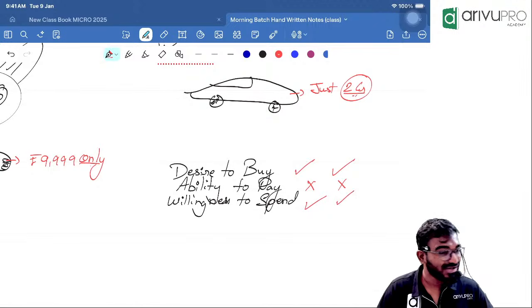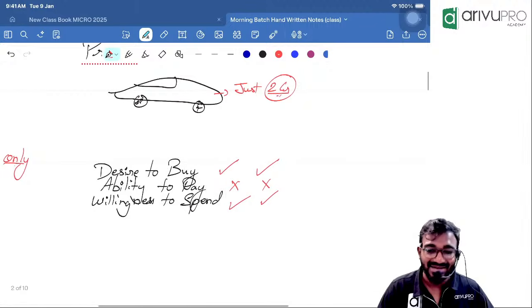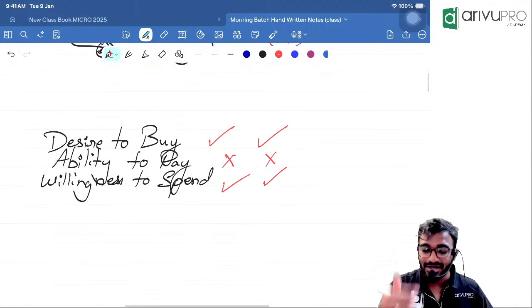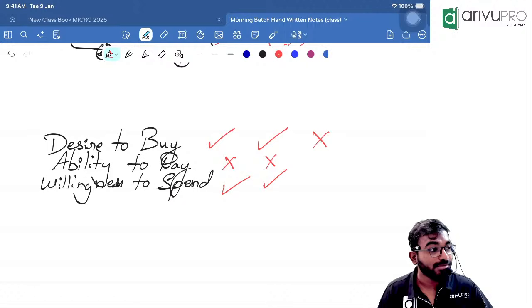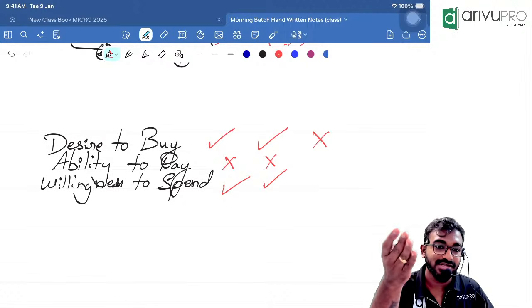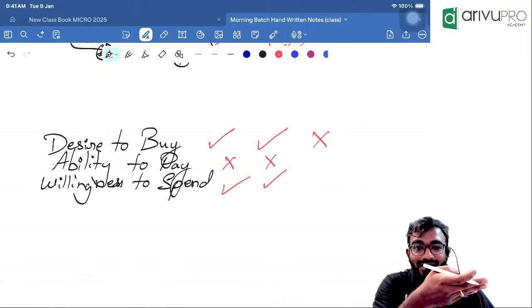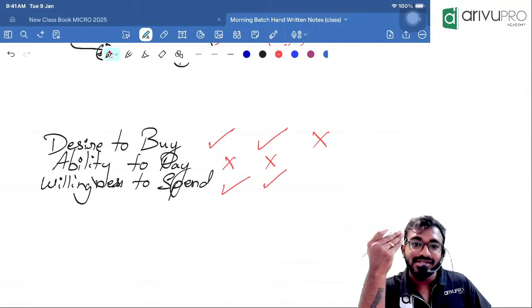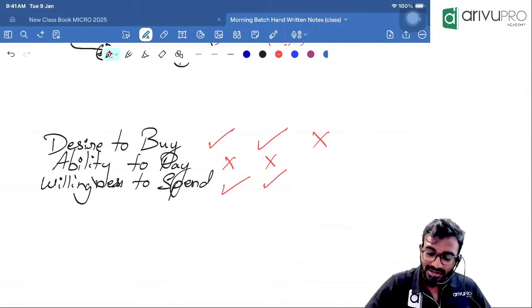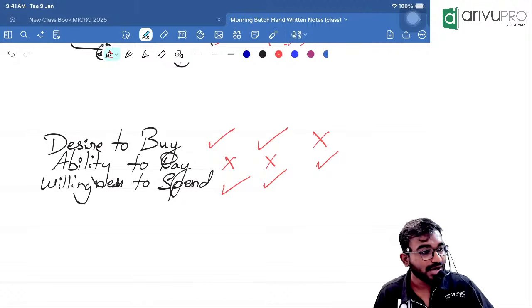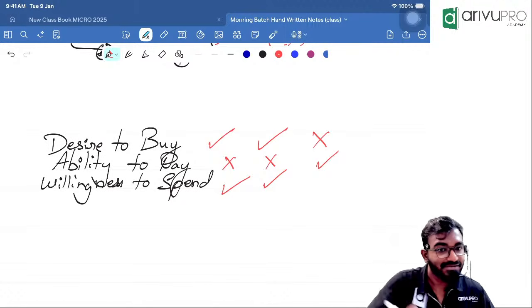Now let's come to Rahman. Rahman, did you have desire to buy a new car? He is least interested. At his home there is a fleet of cars. He doesn't have a desire at all. Ability to pay. What stupid questions again. Son of Mukesh Ambani, and you are asking whether he has the ability to pay? Definitely yes. He has the ability to pay. Was he willing to spend money? Yes, that is why he gifted a car, right?